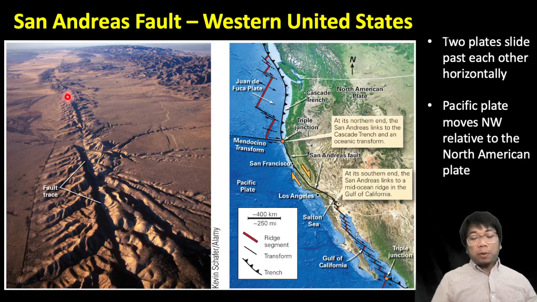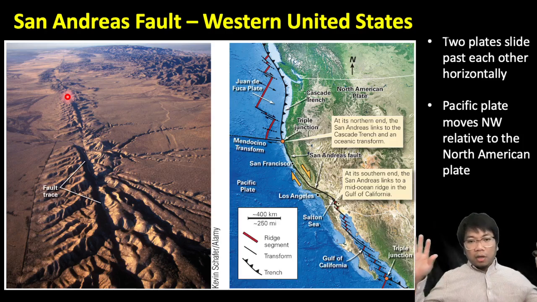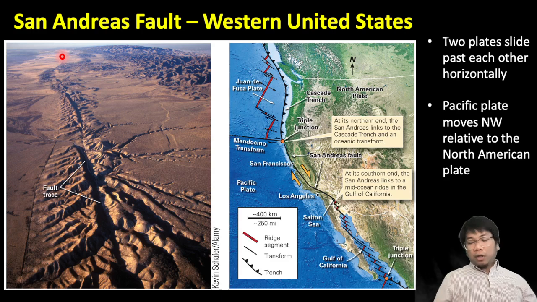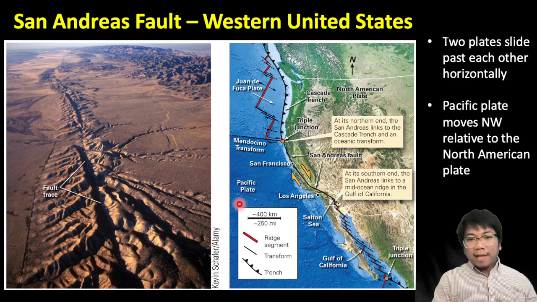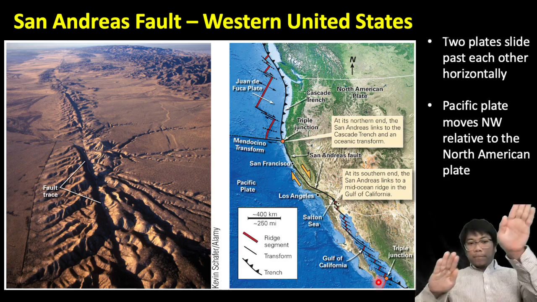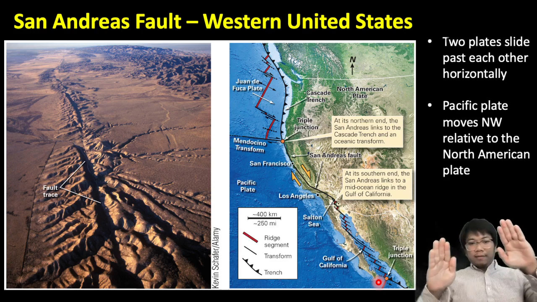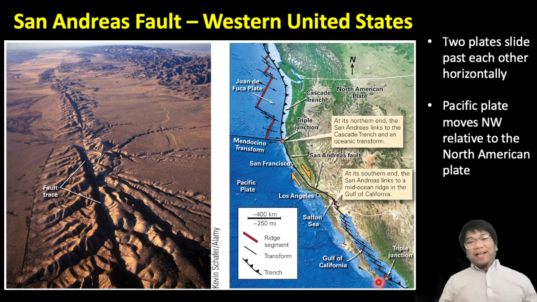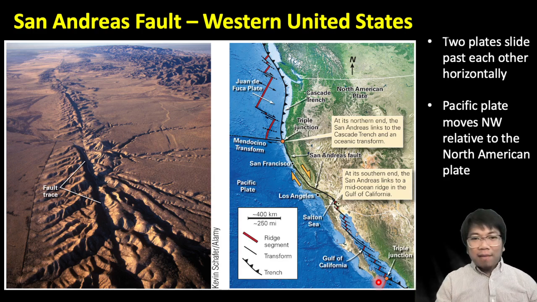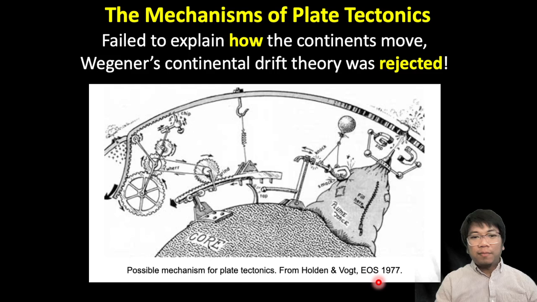And one of the most famous examples on Earth is the San Andreas Fault, which is in the western part of the United States. Here we have two plates, the Pacific plate in the west and the North American plate in the east. The Pacific plate is moving towards the northwest relative to the North American plate on the other side of that boundary. So basically they're moving like this. All right, so that's an example of the San Andreas Fault as a transform plate boundary.